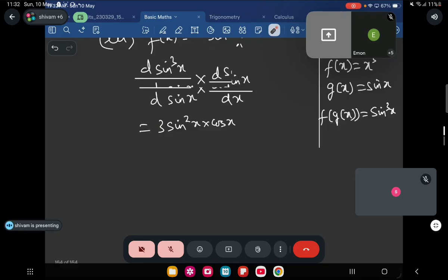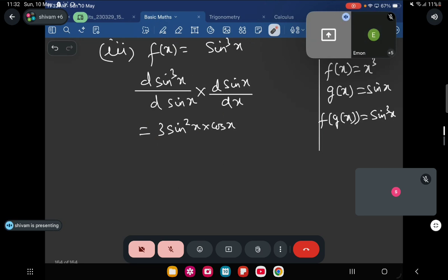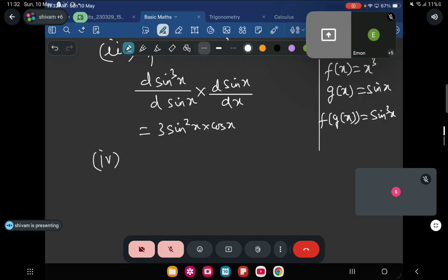Okay, let us take a tougher one, a little bit advanced than this. Is it tough? Oh, wait for some time. You think this is tough? e to the power tan of sine of x square.